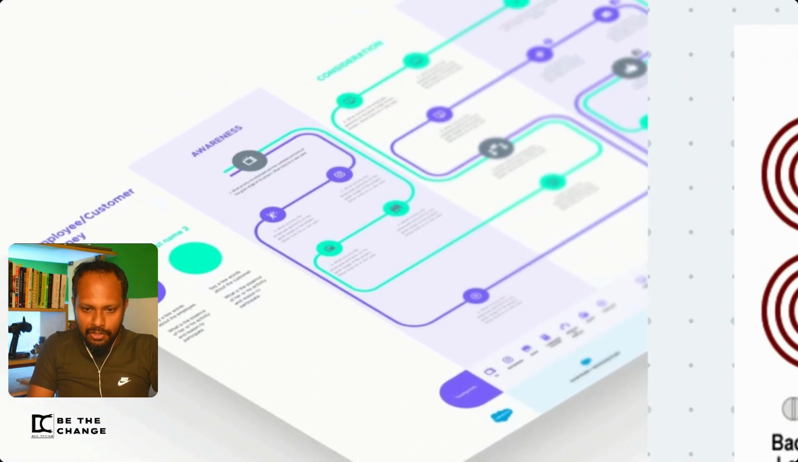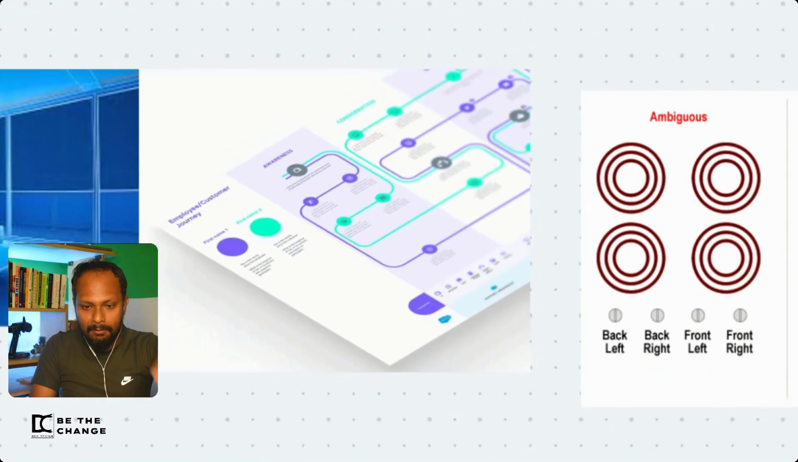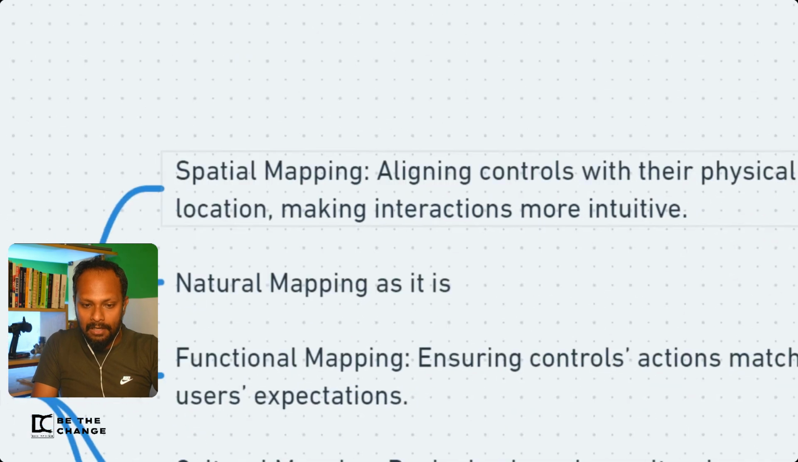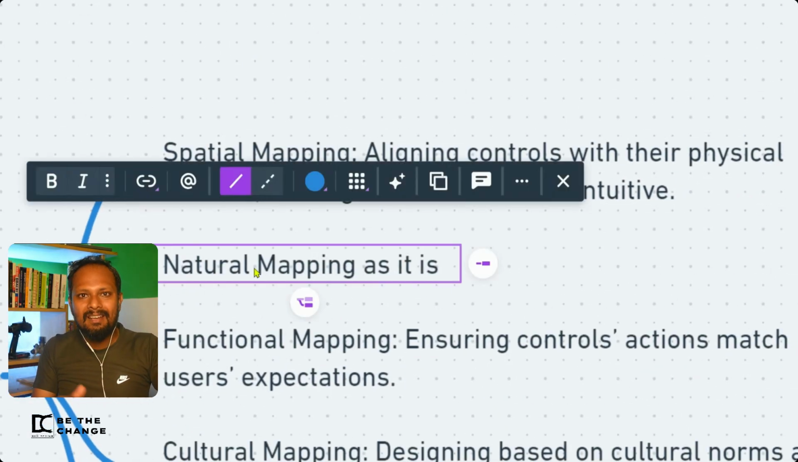When you take a digital screen, it could even be mapped based on that spatial arrangement. Let's say a map or navigation system, with a spatial arrangement in which you keep the elements, people tend to understand it in a much clearer way. That's called spatial mapping. Next is natural mapping.